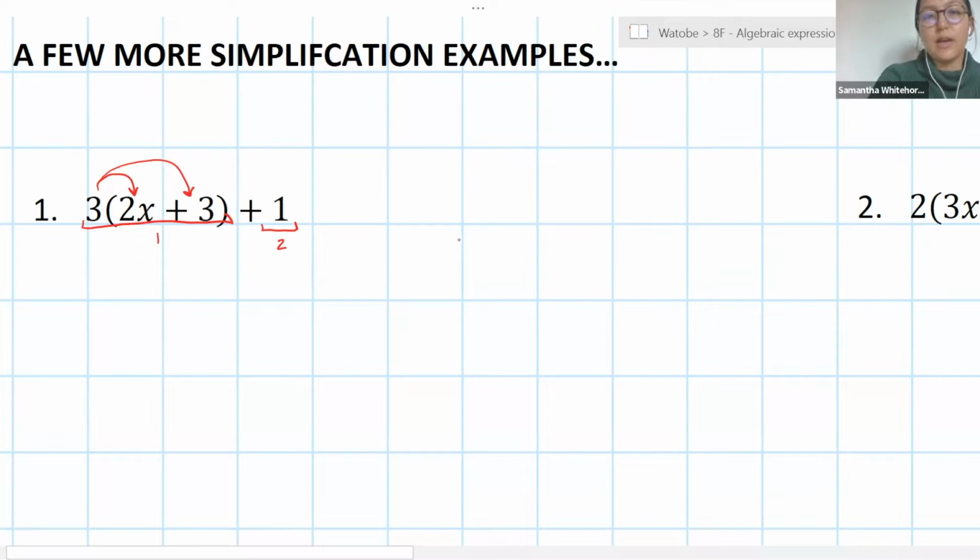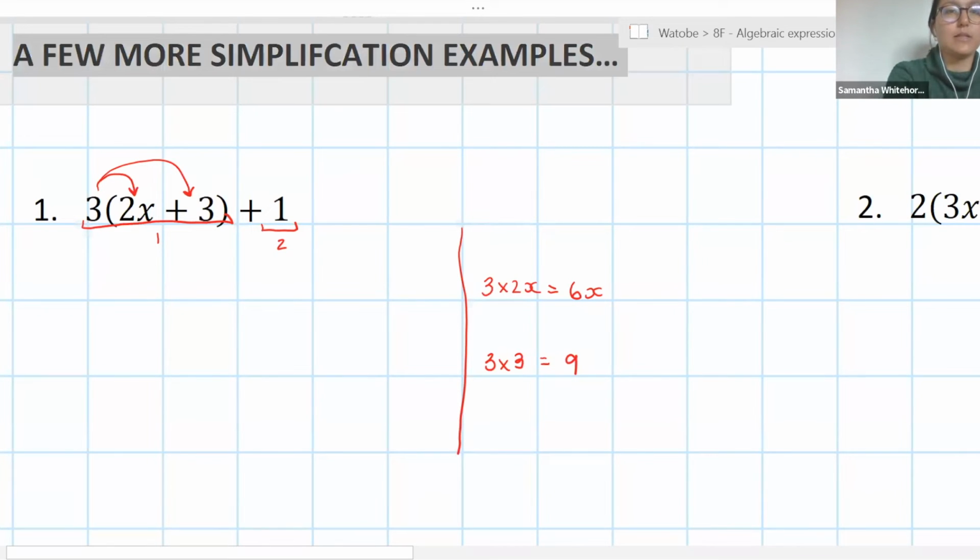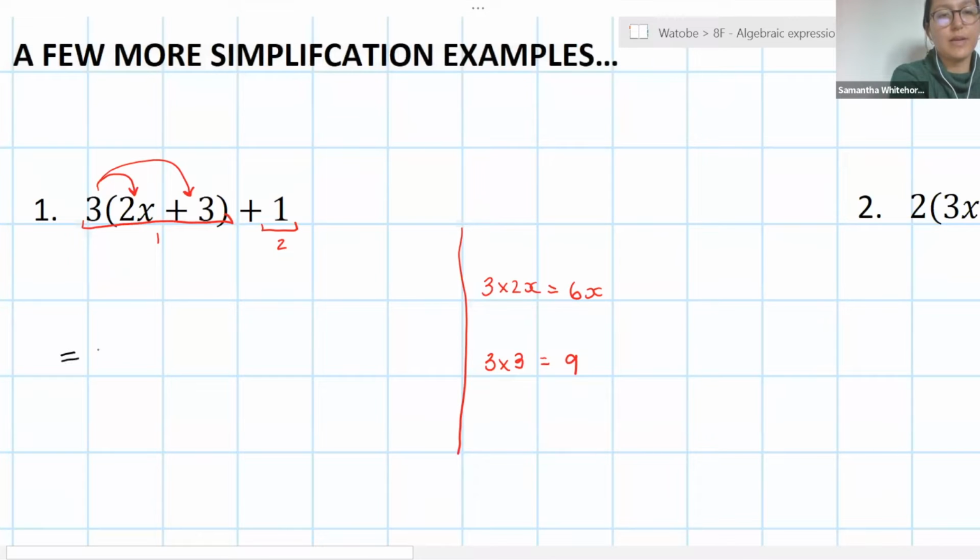Now, if you want to, you can have a little side bit to your working out where you can do your multiplication. If you're happy to do it in your head and write it down, that's absolutely fine as well. So we've got a 3 times 2x, and we've got a 3 times 3. 3 times 2x gives us 6x, and 3 times 3 is 9. So when I simplify that first term, I get, oh no, I don't get 3x, sorry, I get 6x plus 9 plus 1.